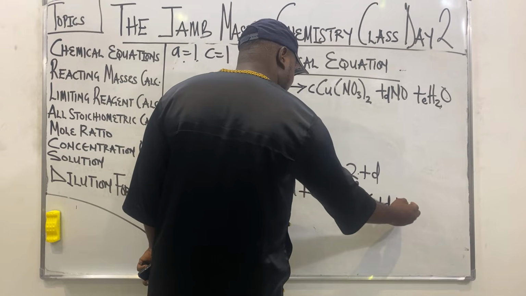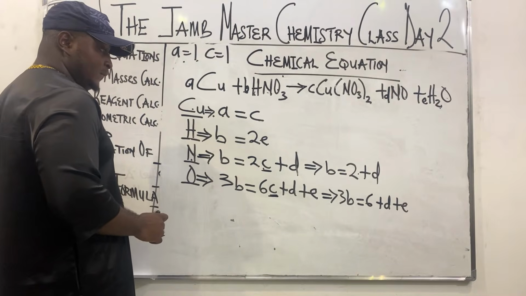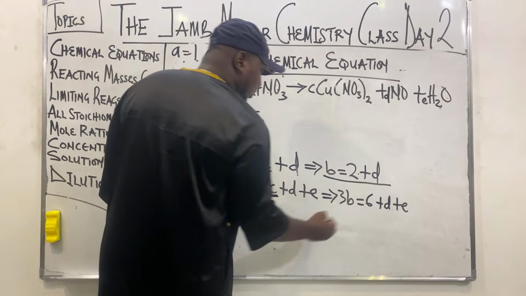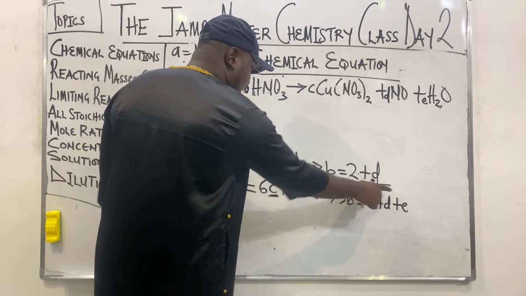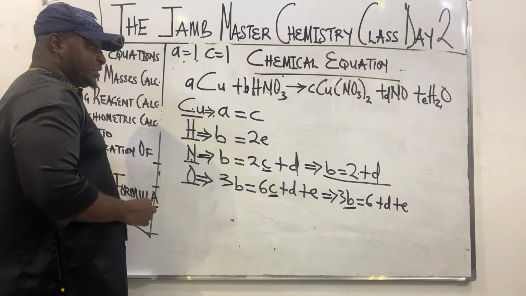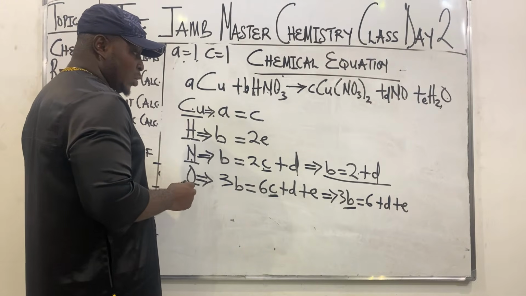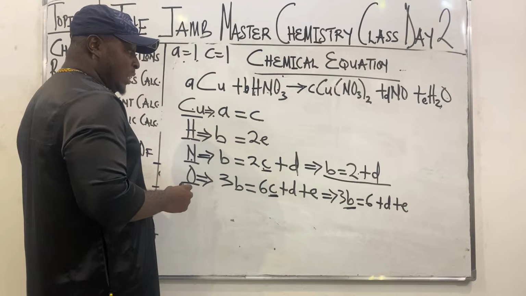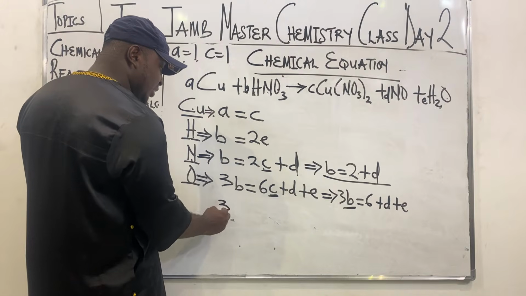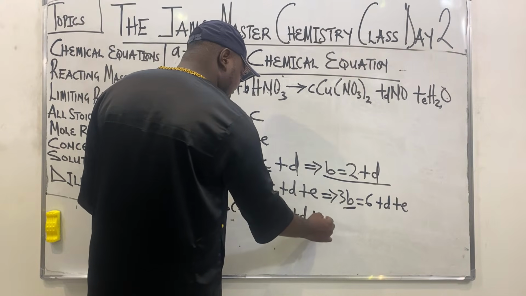3B equals 6 plus D plus E. But class, from this equation, B is equal to 2 plus D, right? So anywhere we see B, we can put 2 plus D. So we're going to say 3 into bracket 2 plus D equals 6 plus D plus E.